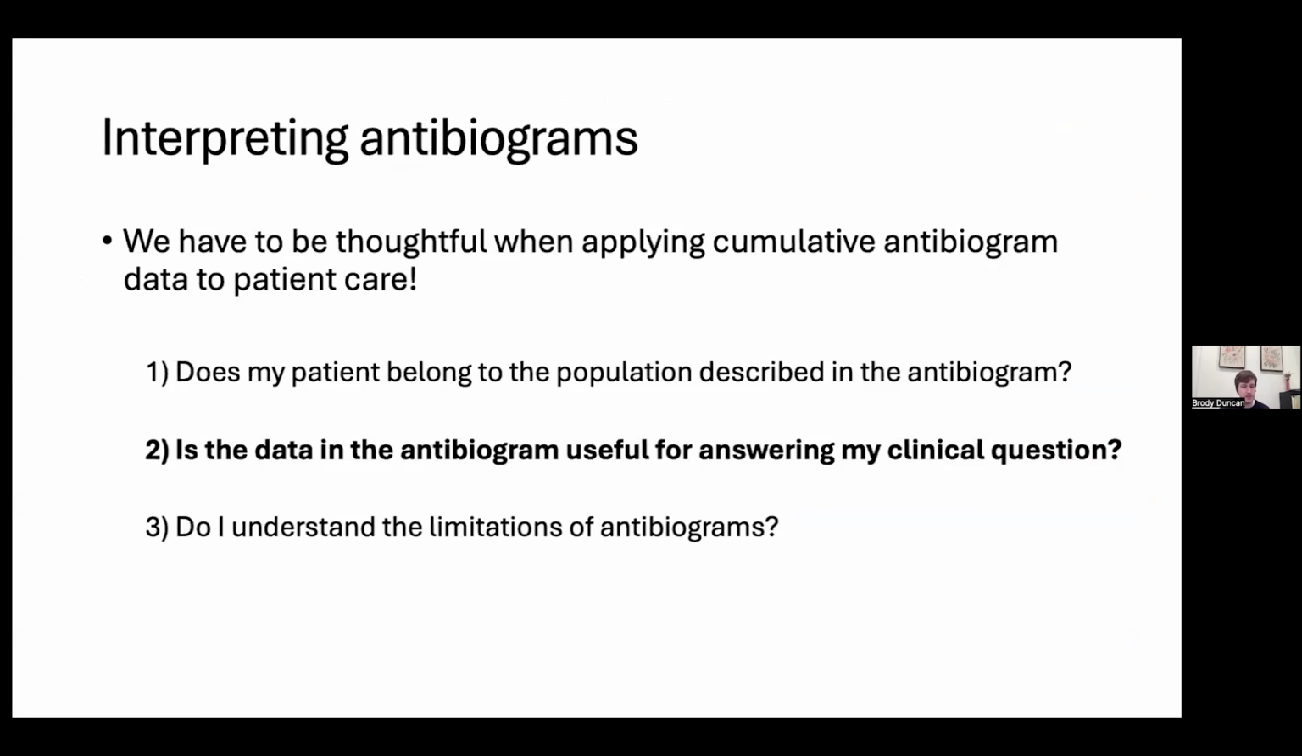So that's the focus I want to talk about in terms of population. The next question, which I think is maybe a bit more interesting, is: is the data in the antibiogram actually useful for answering my clinical question?